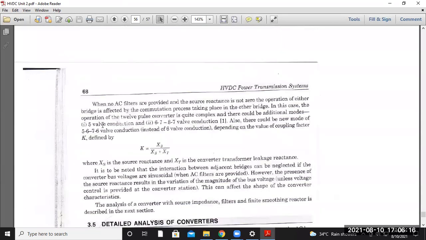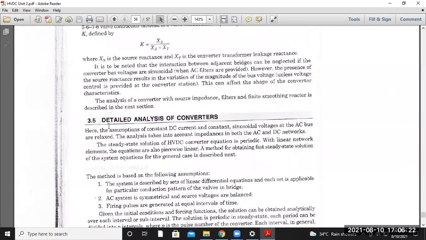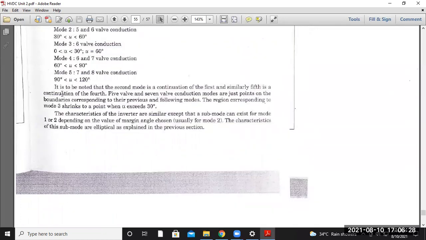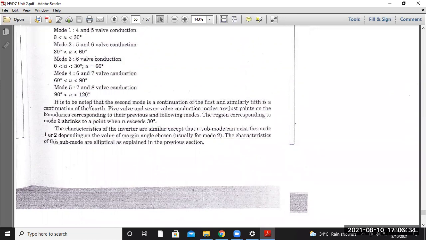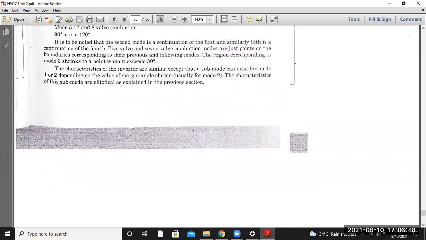Now it is written here, the detailed analysis is given here, so we do not have to discuss this detailed analysis of the converter. We can just note that the second mode is a continuation of the first, and similarly the fifth is a continuation of the fourth. So these are some theoretical concepts given here. If you know the characteristics of the 6 pulse converter, you can easily find the characteristics of the 12 pulse converter.